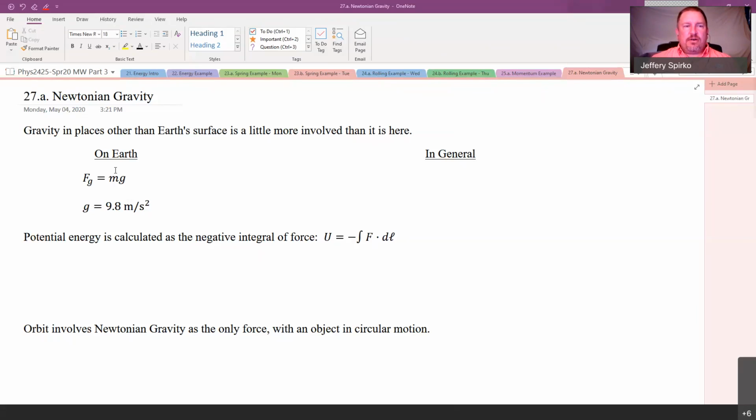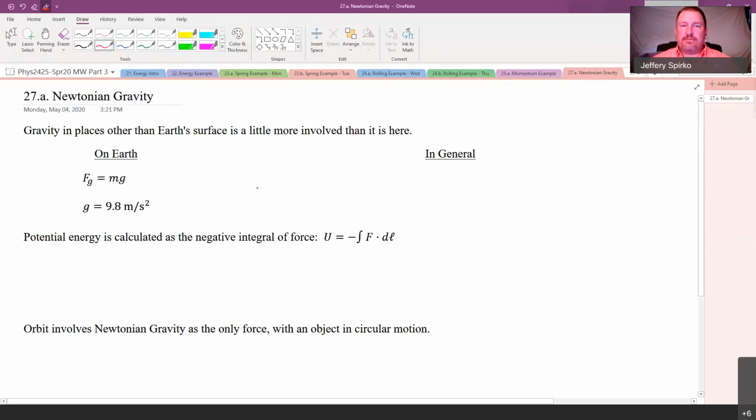So on Earth, we calculate the force of gravity as just the mass of our object times this constant g. And we know the direction is downwards, so we could add that to the description as part of the vector meaning. In general, we need a formula for gravity that takes into account the fact that the force of gravity gets weaker when you get further away from the planet. And also, the force of gravity depends on what planet you're near.